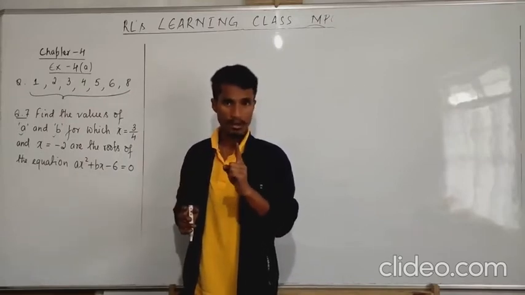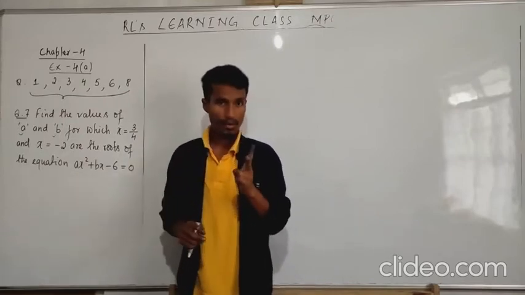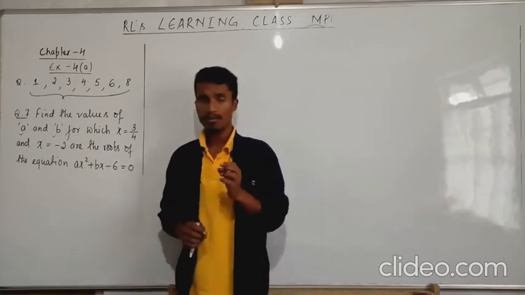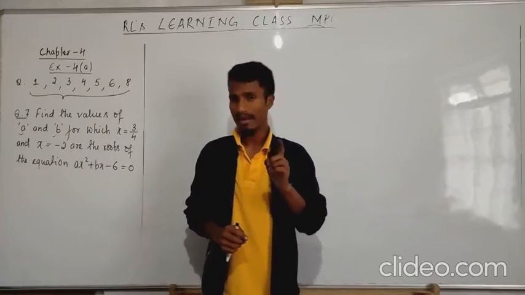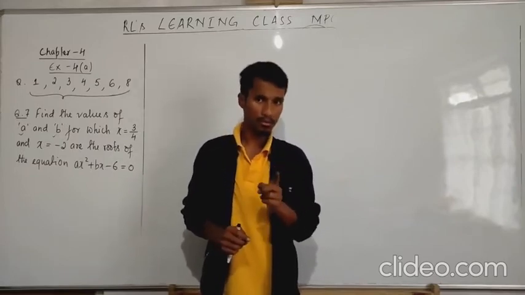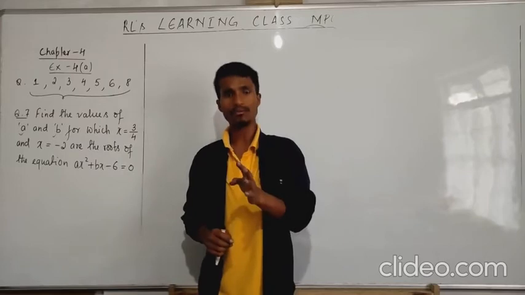Only one unknown, that is k. But here there are two unknowns, a and b. Remember, whenever there is one unknown, we need one equation. Whenever there are two unknowns, we need two equations. Whenever there are three unknowns, we need three equations.